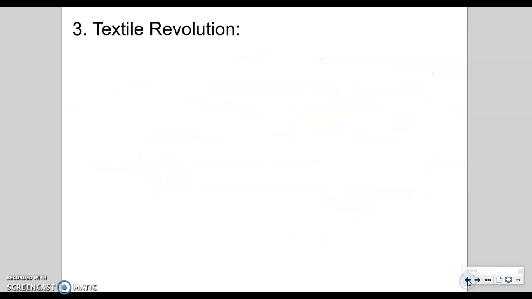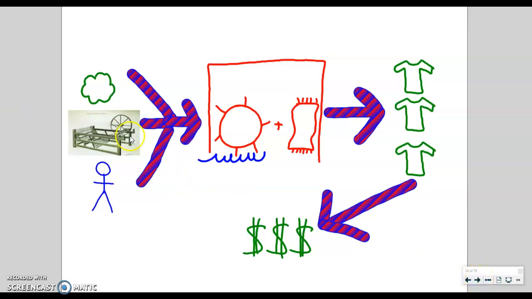Textiles are cloth or clothing, and I will admit for this one I did Google an image here. As you can see, I did not draw this spinning wheel here, but this is what we see with the Textile Revolution. So the Textile Revolution, the textile industry was the first one to industrialize, to begin using machines in factories.